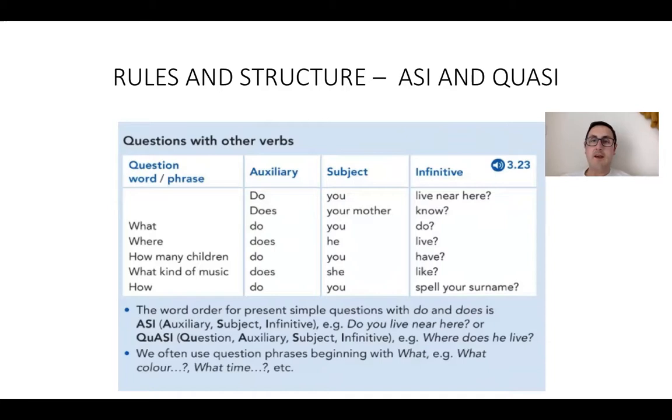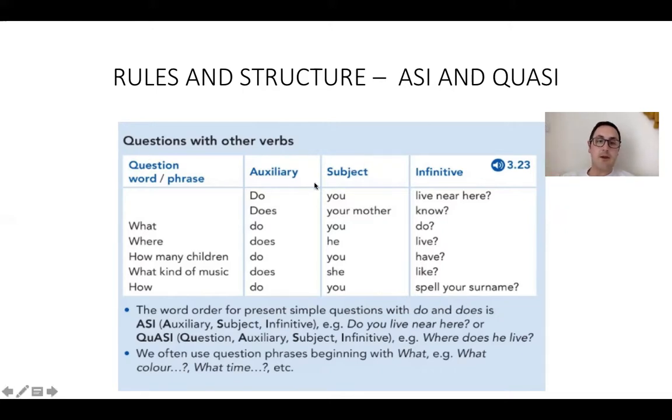It's ASI and QUASI. Now, for this, the word order for present simple questions with do or does is ASI: auxiliary, subject, infinitive. For example, do you live near here? So questions that are not connected to the verb to be, if they're in the present simple, or the participle becomes did, but we'll do the present simple for the moment, are going to be do and does.